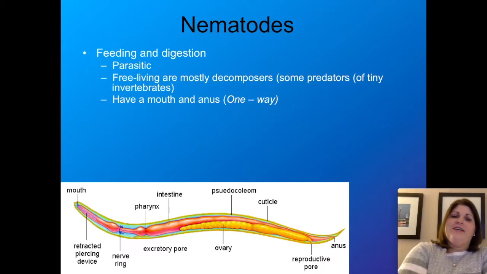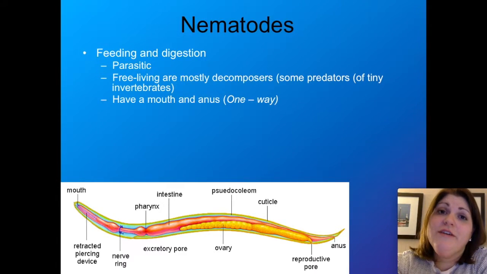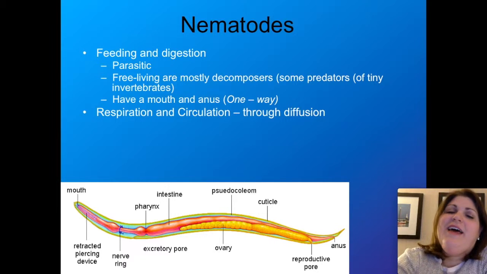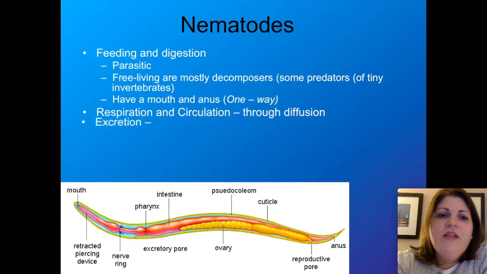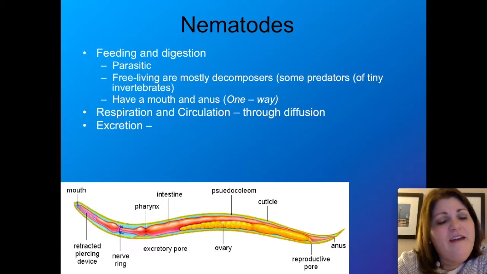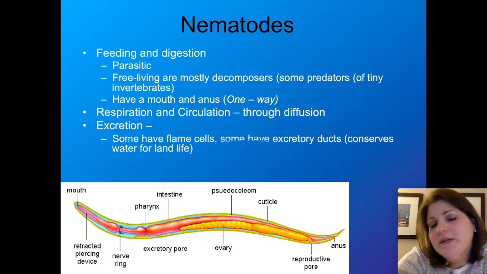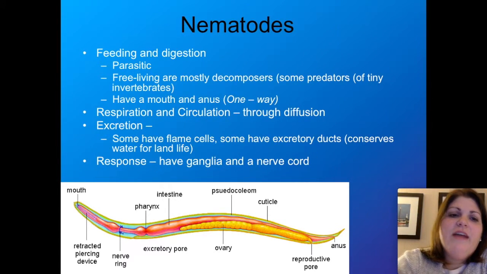have a one-way digestive tract, so a separate mouth and anus, like annelids. However, like flatworms, roundworms lack all respiratory and circulatory structures, so they rely on diffusion for those needs. Their excretion is also simple like flatworms. They either have flame cells or excretory pores. Excretory pores are typically found on slightly more complex roundworms, often those that live on land because they help conserve water. As far as response goes, they're fairly limited, much like flatworms.